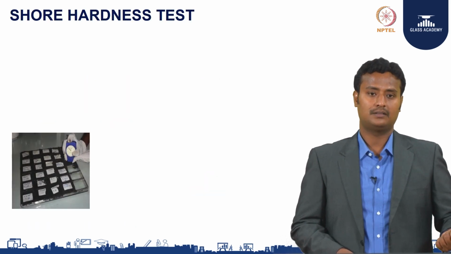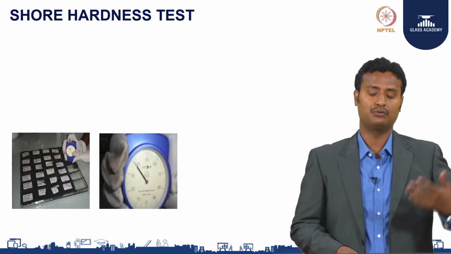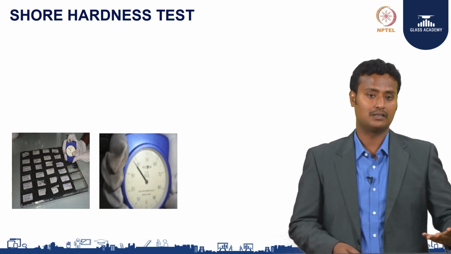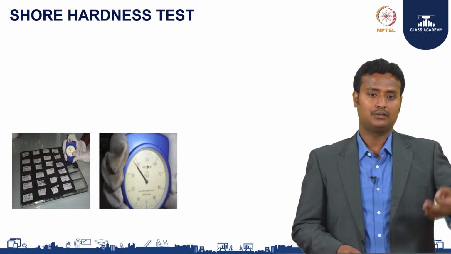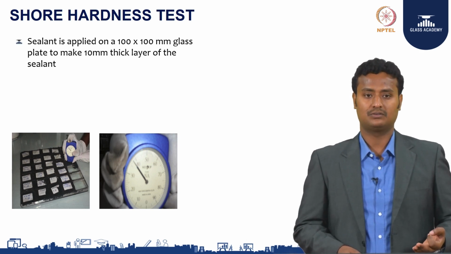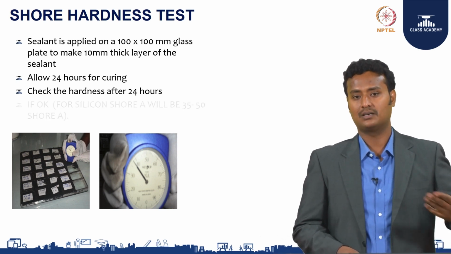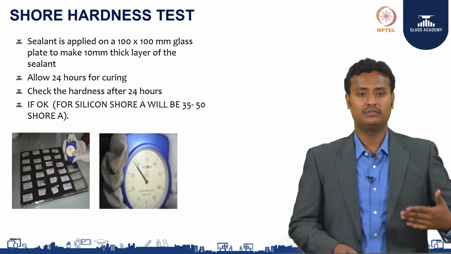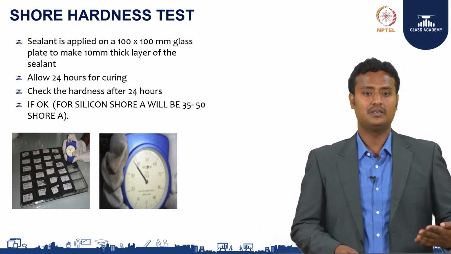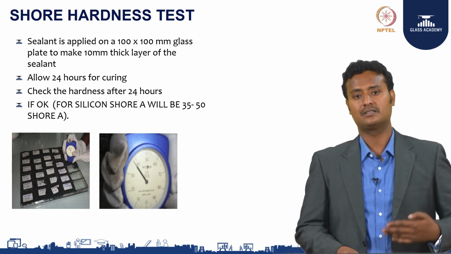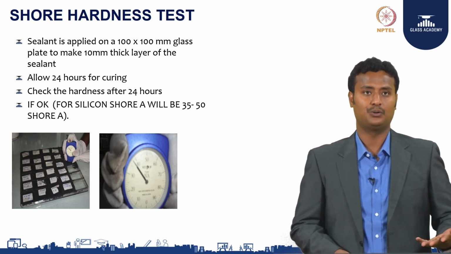And this is the Shore hardness test, which uses a 100 by 100 aluminum channel where you fill the secondary silicone. After curing, you use this instrument to test it. After 24 hours of curing, you check the hardness. The silicone Shore hardness should be 35 to 50 Shore A. If it is more than 32 or 35, it means your secondary silicone is mixed properly, and we can use it.